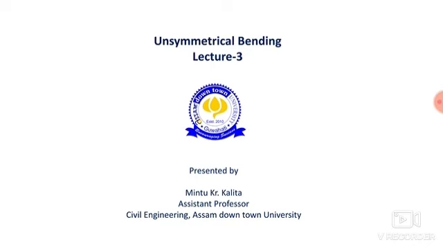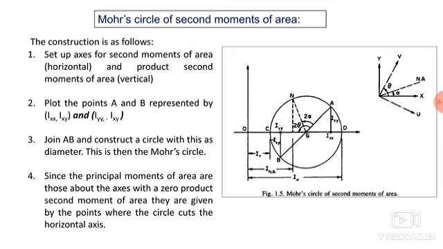So we have already discussed the introduction part of unsymmetrical bending and some derivation, how we need to find out the principal axis, second moment of area about a particular area. Today in this video we will discuss the Mohr circle of second moment of area.